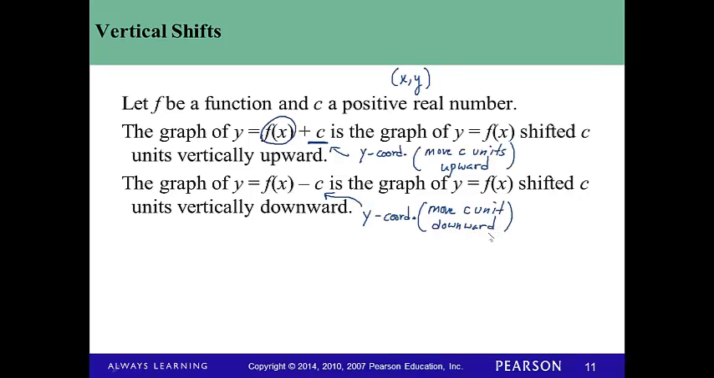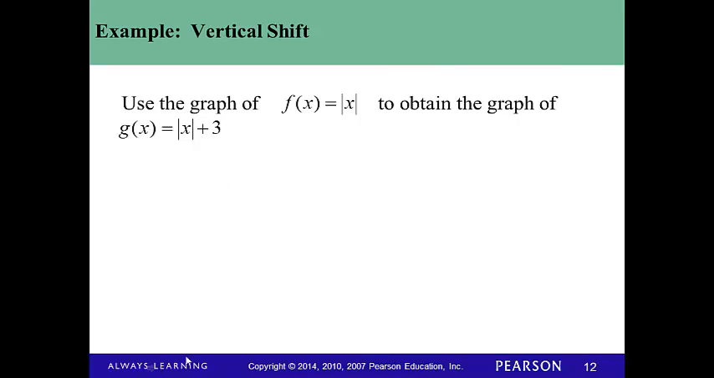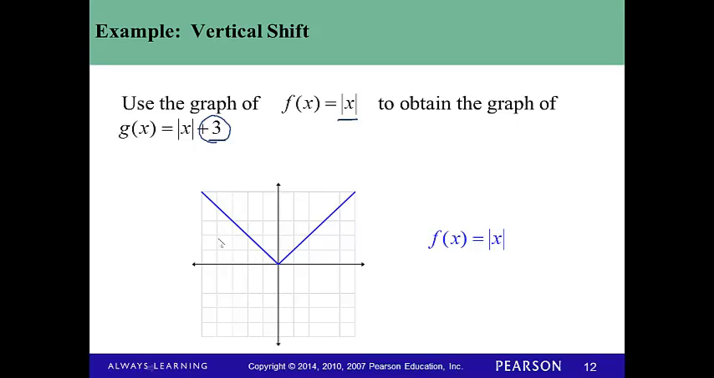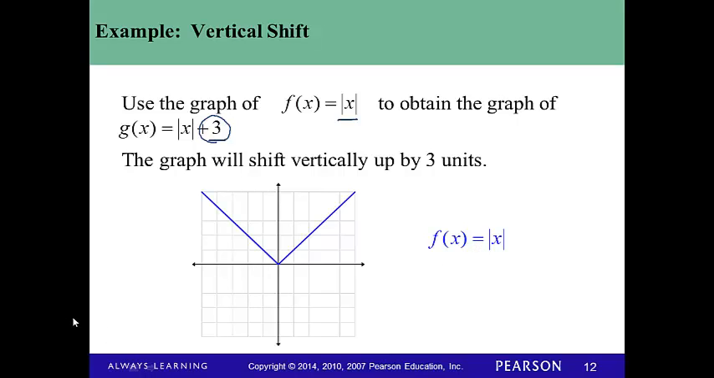That would make it a vertical shift. So let's hear his example. We're going to use the graph of f of x equals the absolute value of x to obtain the graph of g of x equals the absolute value of x plus 3. So this is the graph of just f of x equals absolute value of x.